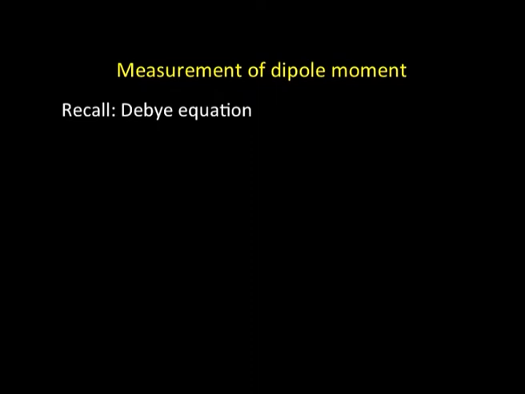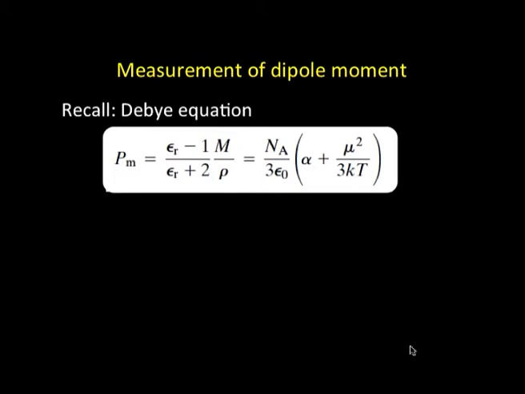For this, we will recall what we did in the previous session, that is, what is called the Debye equation. Remember that this is the Debye equation wherein Pm happens to be molar polarization, and that is the bulk property of the matter, and Er is the relative permittivity or dielectric constant, M is the molar mass of the material, and rho happens to be the density, Na is the Avogadro's constant, epsilon naught is the permittivity of the vacuum, and then alpha of course is the polarizability, and mu happens to be the dipole moment of the material, and k is Boltzmann constant, T happens to be temperature. So, we are familiar with these terms.